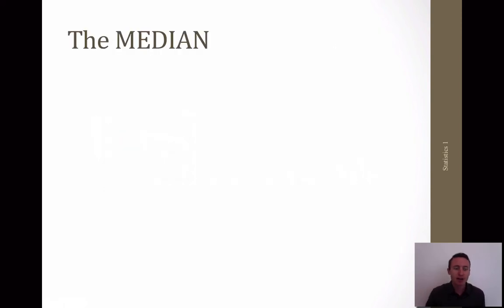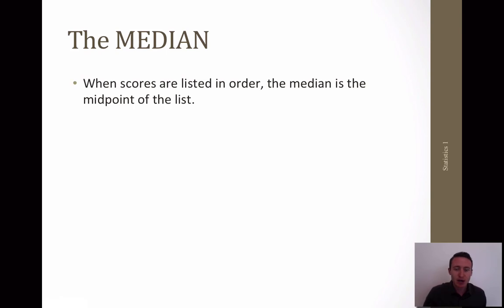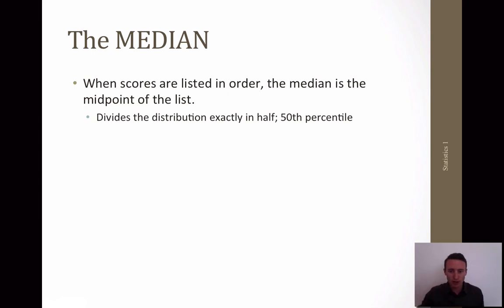So let's talk about the median. The median is the midpoint. When scores are listed in order, the middle value is your median. Sometimes it's referred to as the 50th percentile, which means that 50% of the scores are below the median and 50% of scores are above the median. For example, on the SATs, if you score in the 50th percentile, that means that you scored higher than 50% of other students and 50% of students scored higher than you. That is the median.